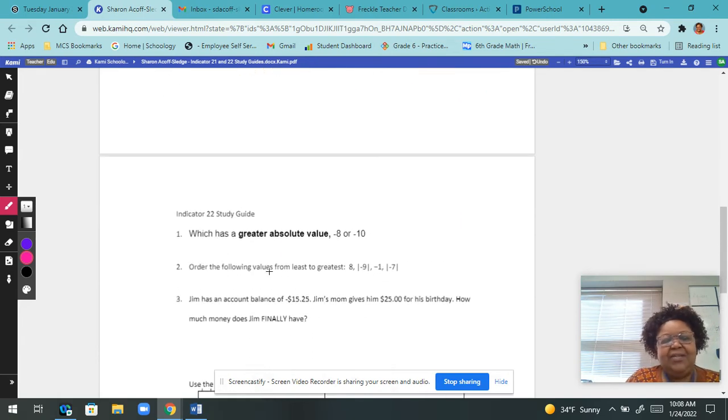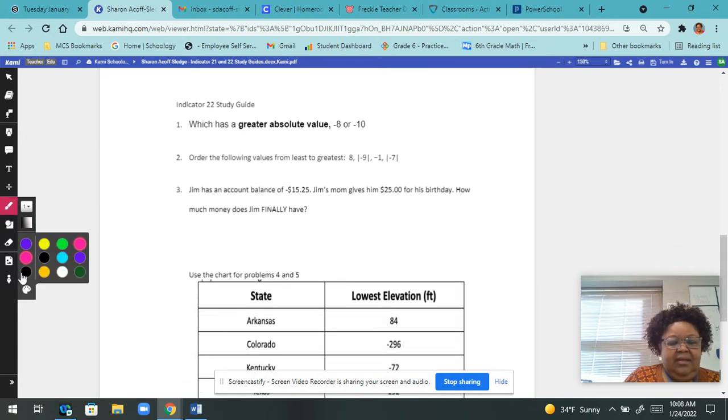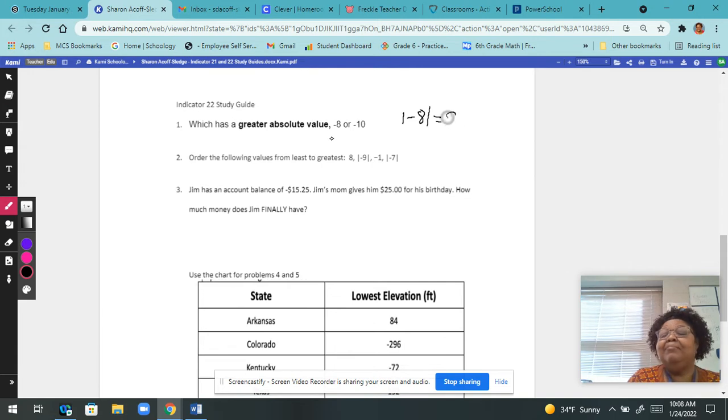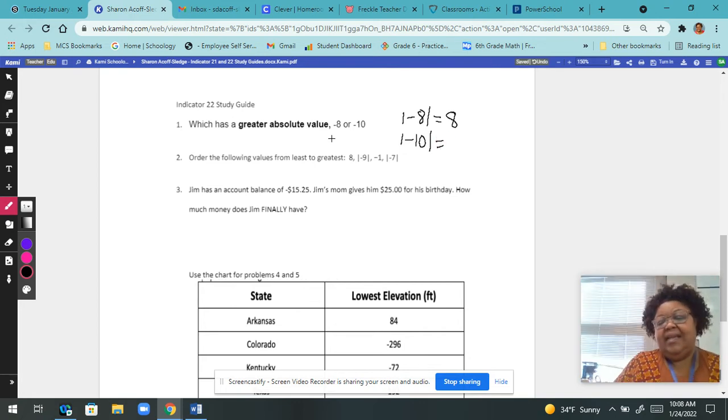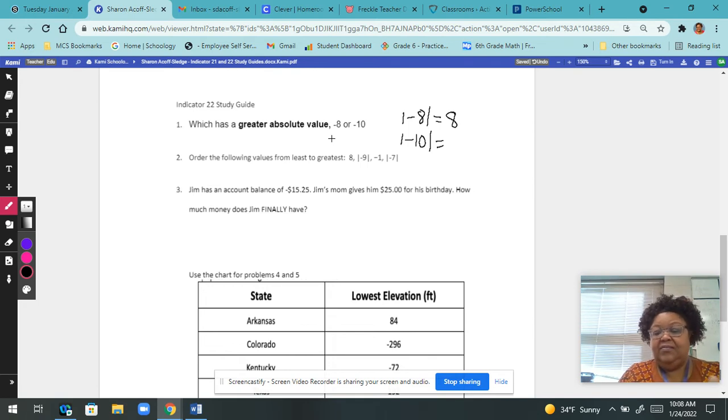indicator 22, that's our absolute value. Which number has a greater absolute value? So the absolute value of a negative 8 is 8. Because remember, absolute value is always positive because it's a distance from 0. So a negative 8 is 8 units from 0. So the absolute value of a negative 8 is positive 8. Okay. The absolute value of a negative 10 is 10. Again, same thing. It is always a distance from 0. So negative 10 is 10 units from 0. So the one that has the greater absolute value is a negative 10.